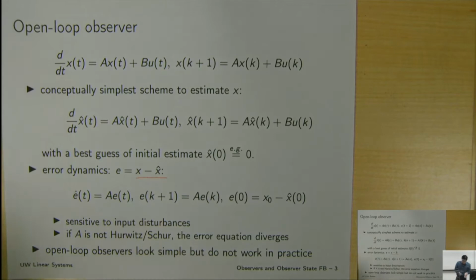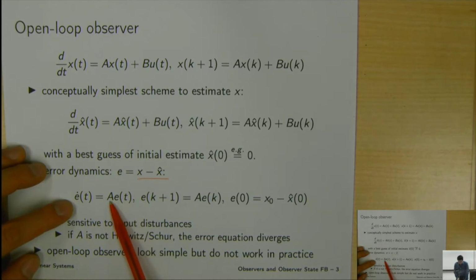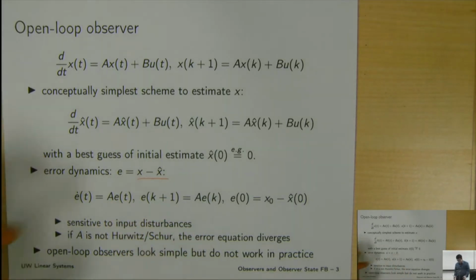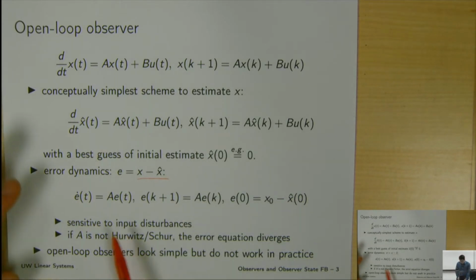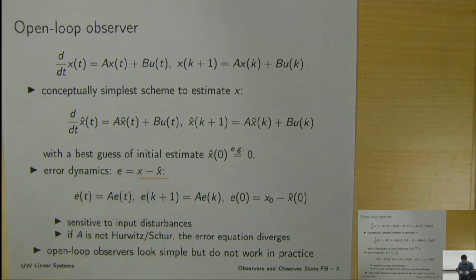So some immediate observations can be made. If A is unstable, if some of the eigenvalues are on the right-hand side, then you will have trouble, right? The error dynamics e dot equals Ae is going to become unstable, right? Some of the errors are going to blow up.